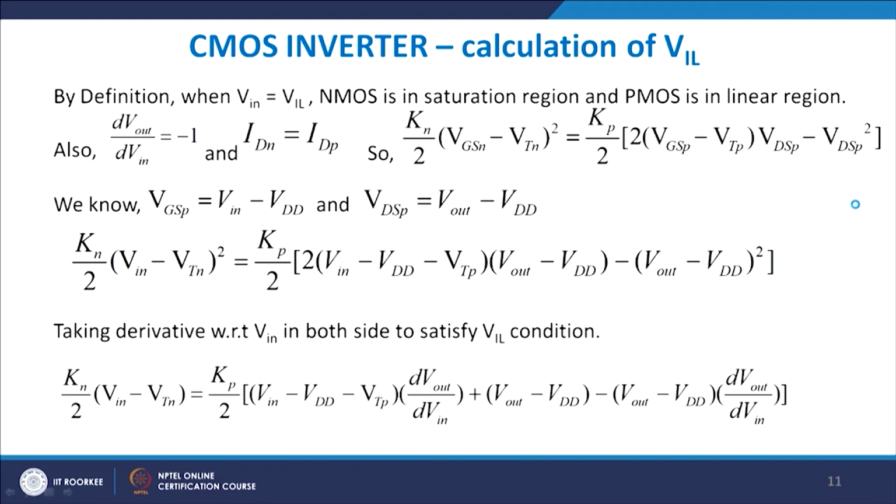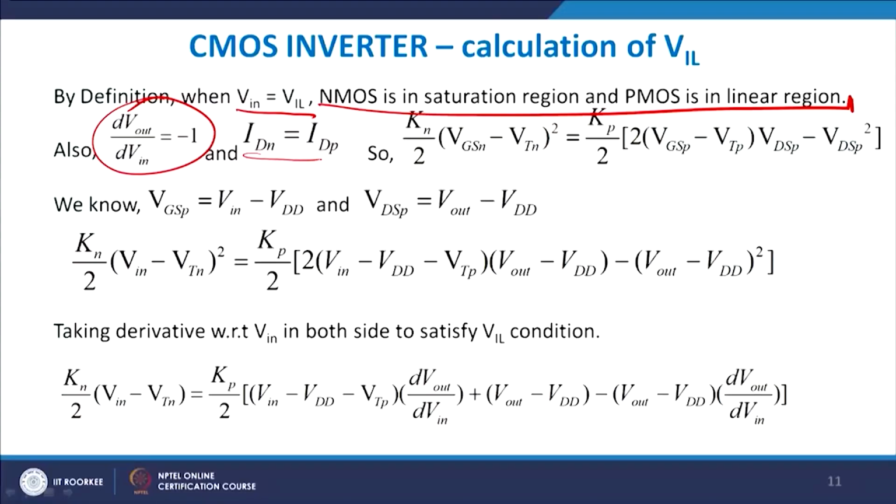So, how to calculate VIL? Well, by definition, when VIN equals VIL, the NMOS transistor is in saturation and the PMOS is in the linear region, right. So, it is just the onset of saturation for NMOS, and for PMOS it is the linear region of operation. And we also know, and this is quite interesting, and I would like you to appreciate this point, that dVout/dVin is always minus 1, right. So, you have to be very cautious that when you are calculating VIL, you have to assume that my input and output are exactly equal.